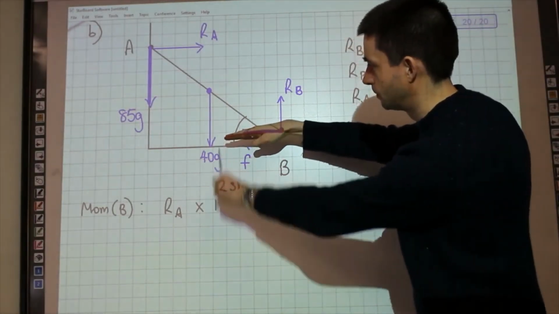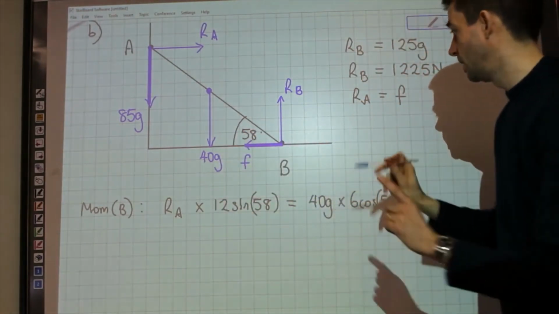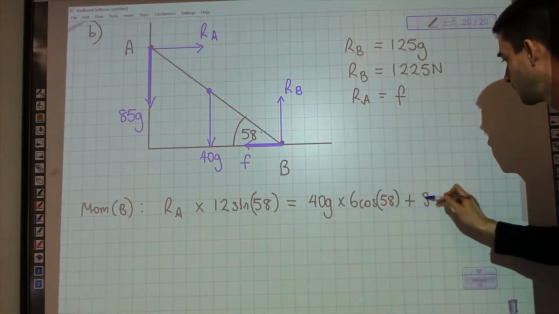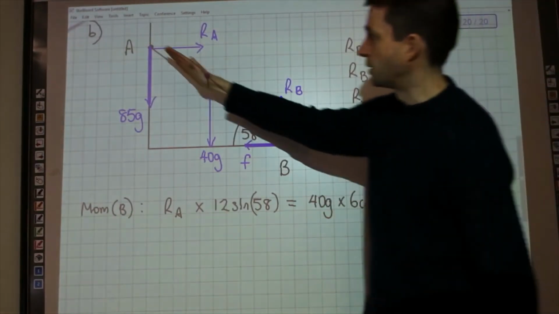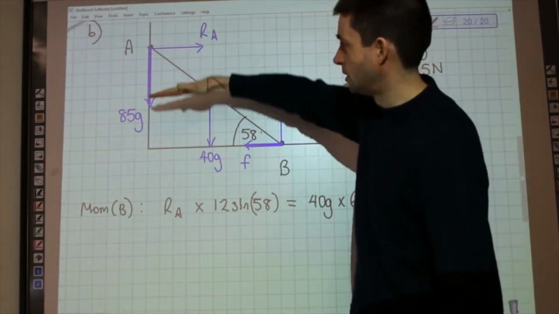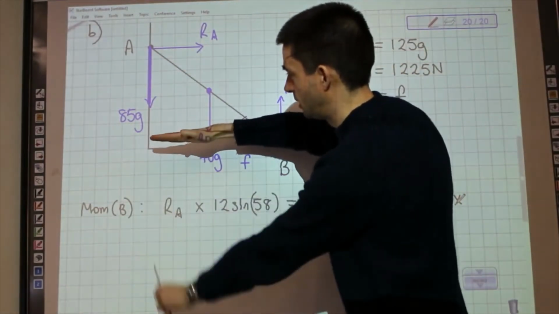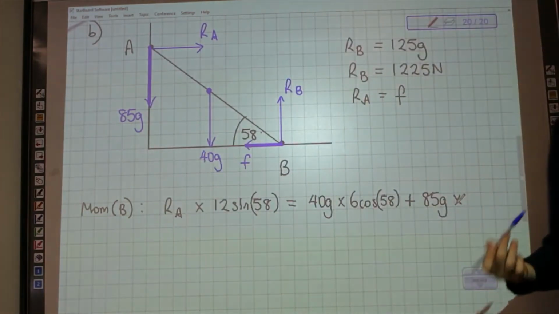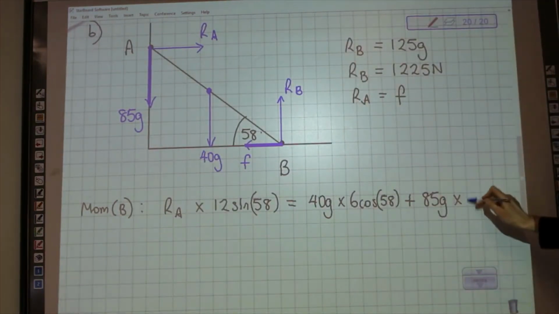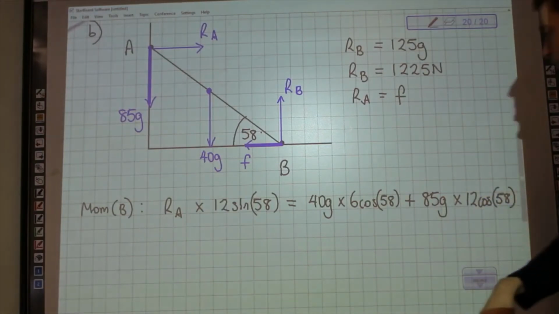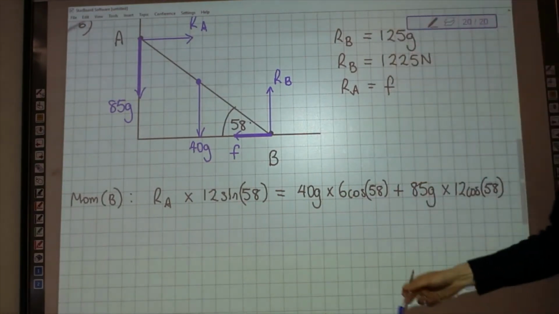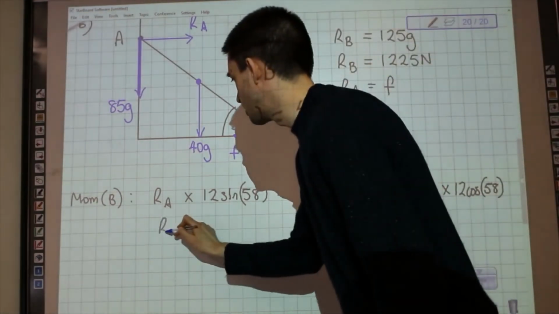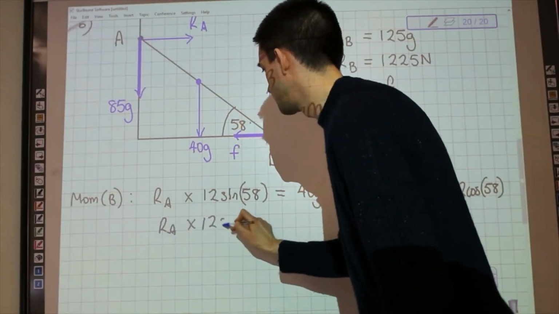because the hypotenuse is still 6, and we're still after this length here, which is perpendicular to the line of action of the force. What has changed is the 85G is no longer 7 metres away from where we're pivoting, it's now the full 12 metres away. So this distance here, perpendicular to the line of action of the force, it's no longer 7 cos 58, it's now 12 cos 58. But again, works the same way. My reaction at A times by 12 sine 58.